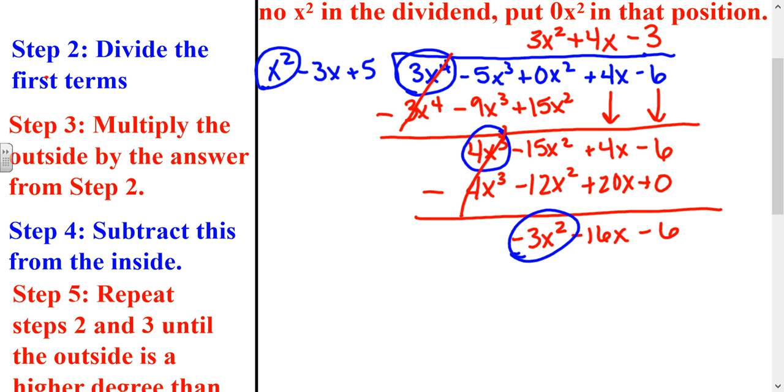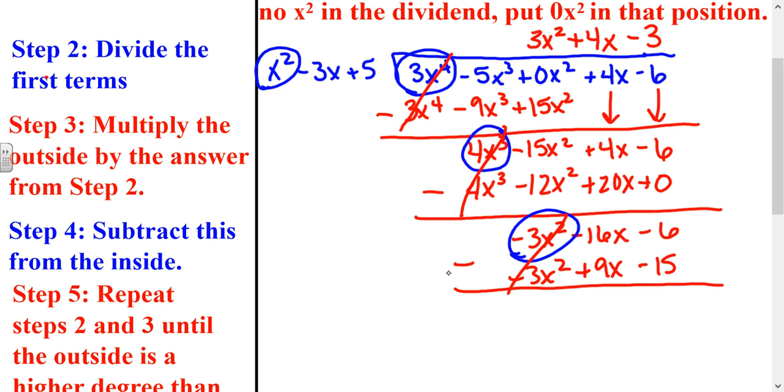So negative 3 times x squared would be negative 3x squared. And negative 3 times negative 3x would be positive 9x. And negative 3 times 5 would be negative 15. So then I'm going to subtract again. And negative 3 minus negative 3 will turn into a plus, so these will cancel out.